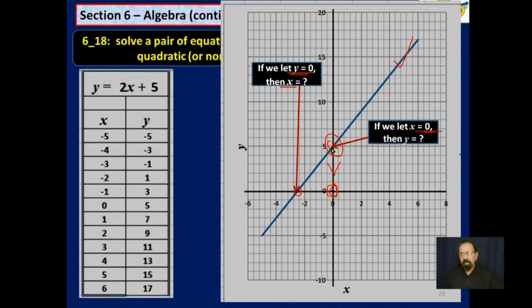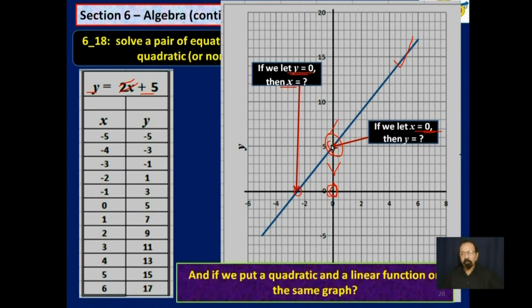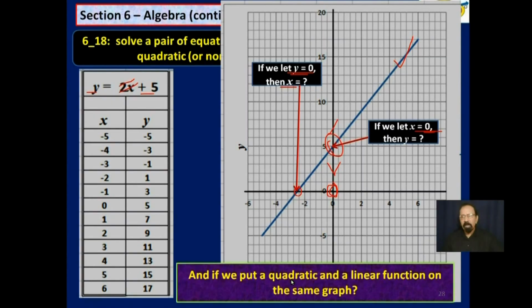Well, as you can see, if you let x equal 0, then y is equal to +5, as you can clearly see at this point here. Now, if we put a quadratic equation and a linear equation on the same graph, what do we get? This is what we are trying to solve in this objective.